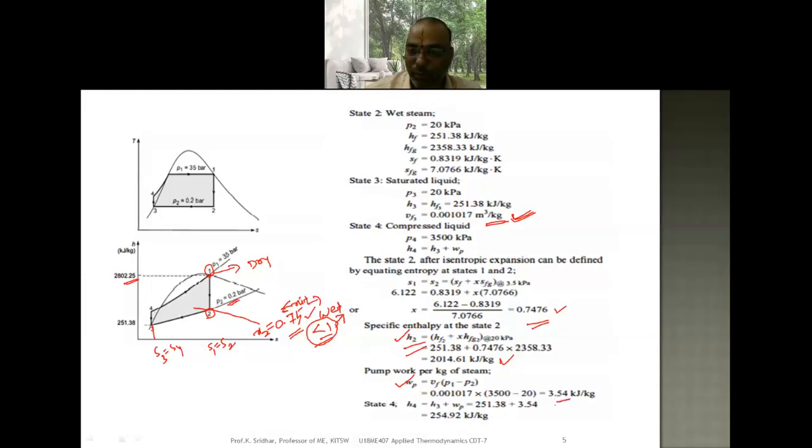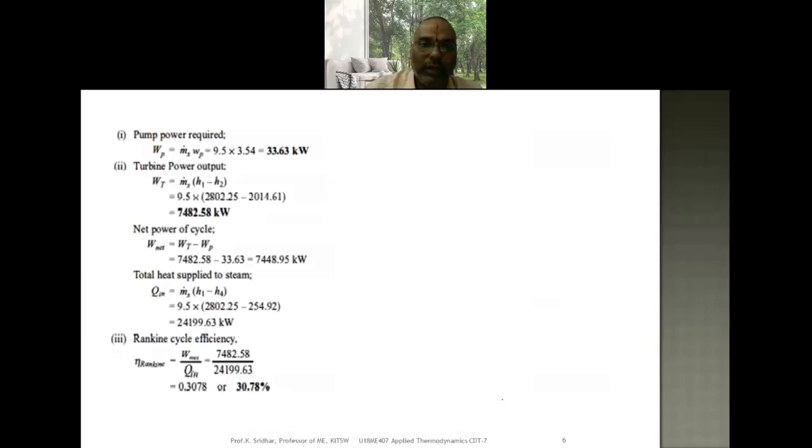So find out Wp, and H4 is equivalent to H3 plus Wp. So find out H4 is equivalent to so and so. Now similarly, for the pump work required, the mass flow rate of the steam is 9.5 kg/s. So substitute here, and we are able to get the pump work is equal to so and so.